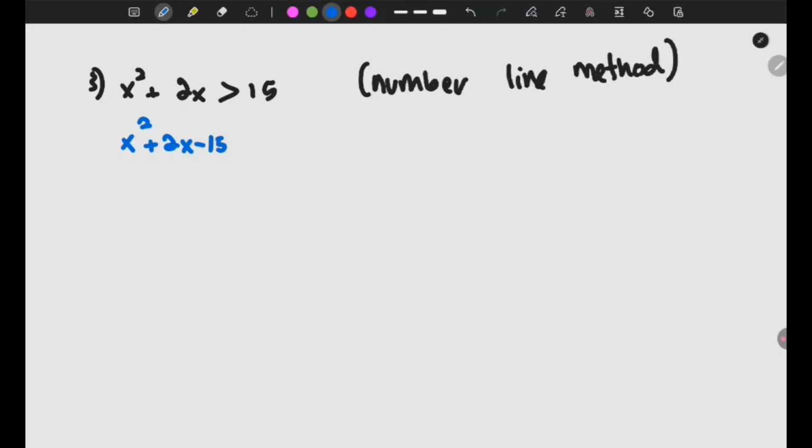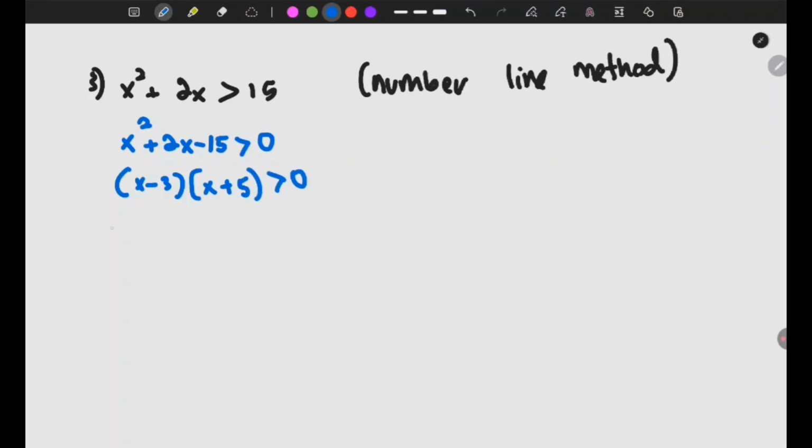So if you factorize, you get x minus 3 and you get x plus 5, more than 0. And you got your roots, right? The roots will be like this: x will be equal to 3 and negative 5. So number line method, same thing.